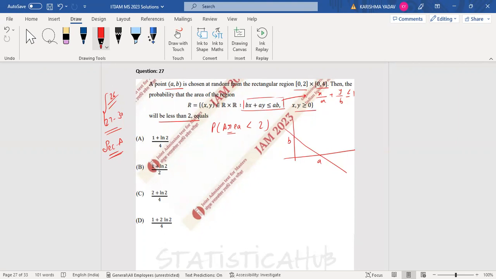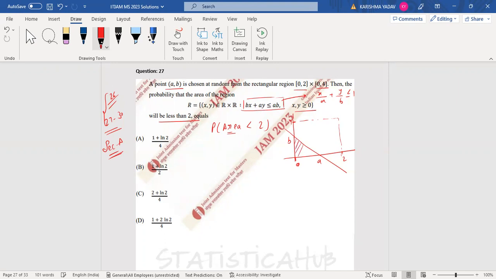Okay, now let's just take out the region too. That is, a point is chosen at random from the rectangular region [0, 2] cross [0, 4]. Okay, so a is going from 0 to 2. Okay, 0 to 2. So a would be between this 0 to 2, right? And b is being chosen from 0 to 4, so b would be in between 0 to 4. So the region is somewhere like a rectangular region, which is like this. This is my region, and from this, points A and B are chosen in this region, and the probability that the area of the region, we have been given the straight line and we have to find the probability that this area would be less than 2.